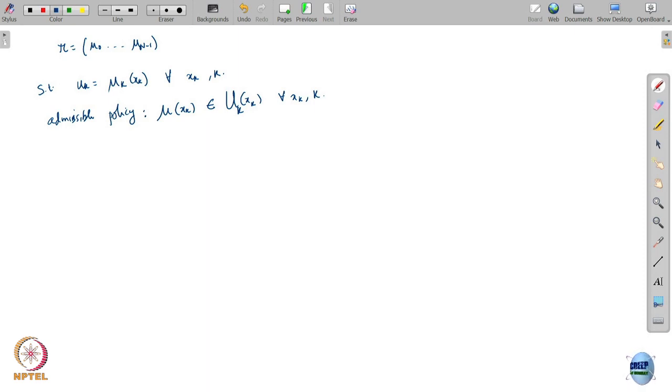Now, how does the problem begin? The problem begins with an initial state, which is, say, the inventory level at the start of the time horizon. Given an initial state and a choice of a policy mu 0 to mu n minus 1, how does this system behave? Well, it takes the initial state and uses the policy at time 0 to decide the action to be taken at time 0.